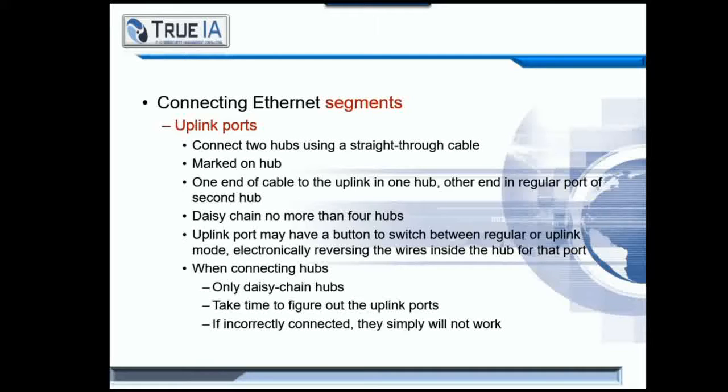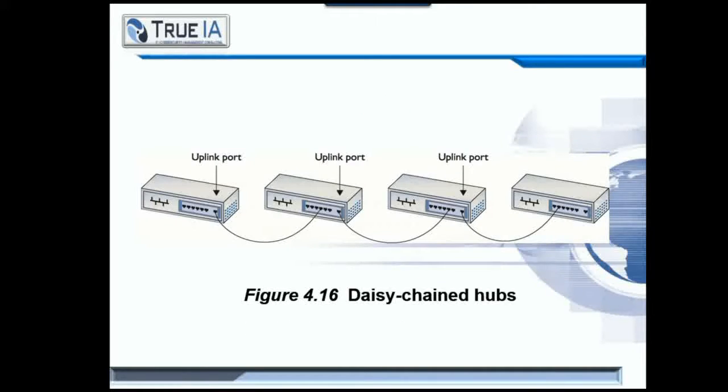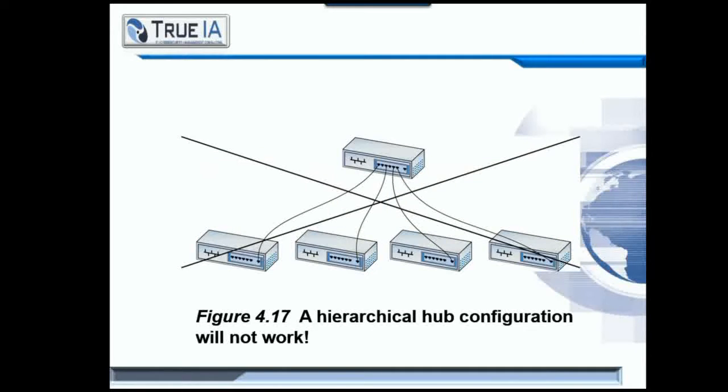So with one end of the cable in the uplink port on one hub and the other end in a regular port on a second hub, now you can connect the two segments. This is called daisy chaining. However, it is not recommended to daisy chain any more than 4 hubs together. And just so you know, a hierarchical hub configuration won't work.